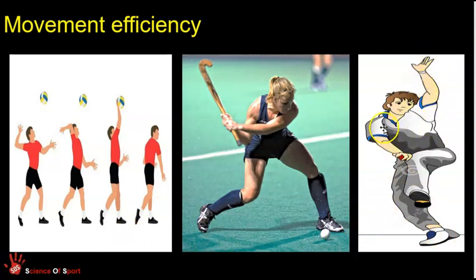Having imbalances, so if you're a right-sided player, making sure you still train your left side. If you're working one muscle group, so the triceps brachii for power and extension of the arm, making sure you work the biceps too.